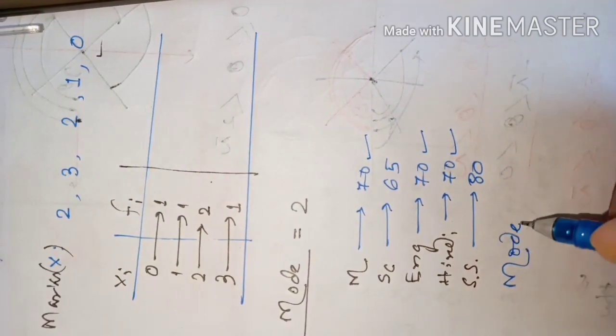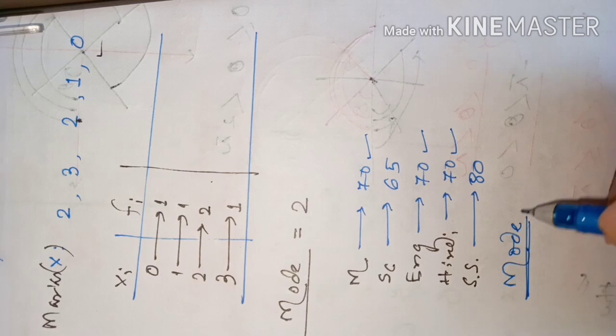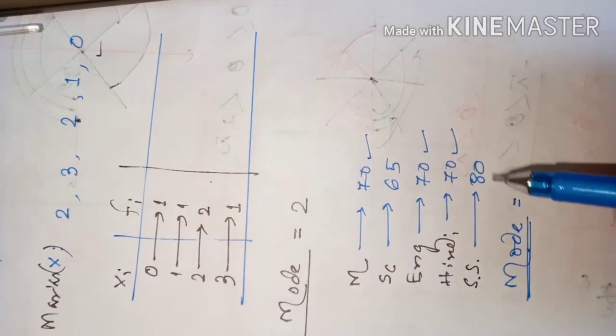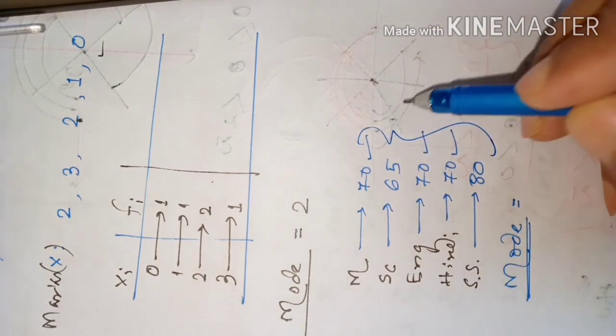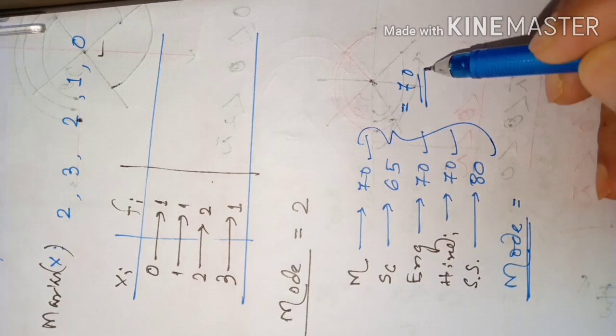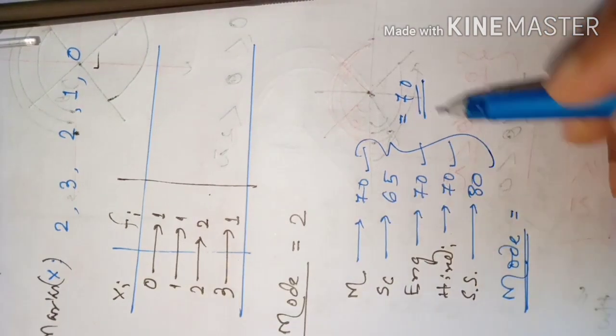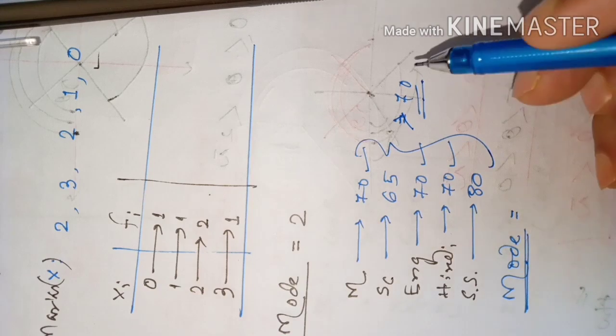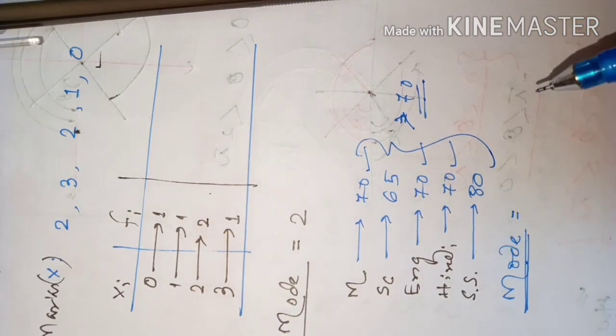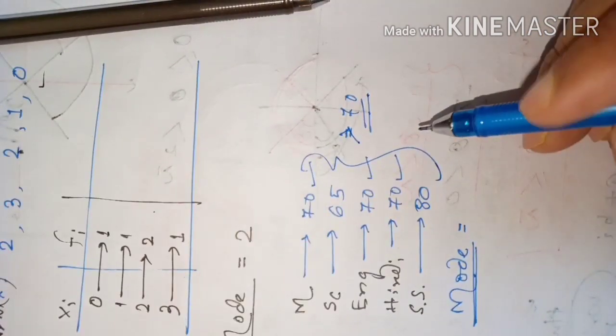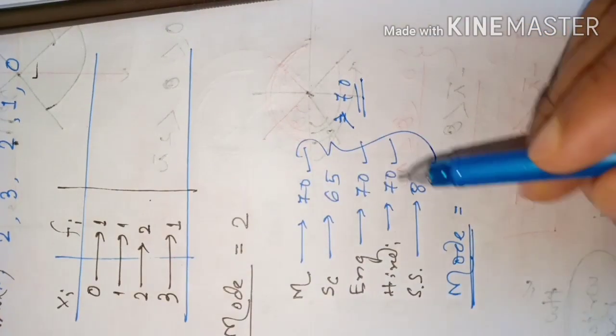It is just like a model number. To represent all your marks, you can say 70. You got the idea? So all these other marks can be represented by 70. 70 is a representative number. Got the idea? So mode is that number which can represent all the other numbers.